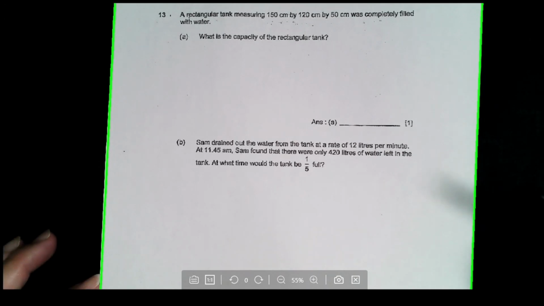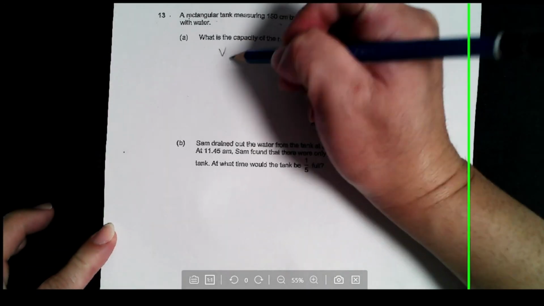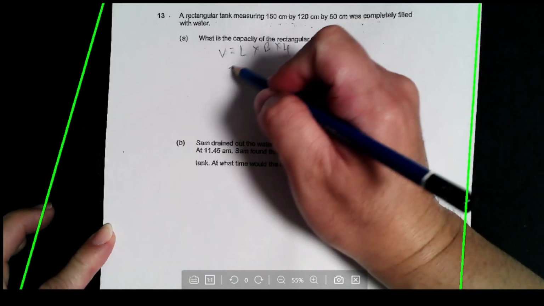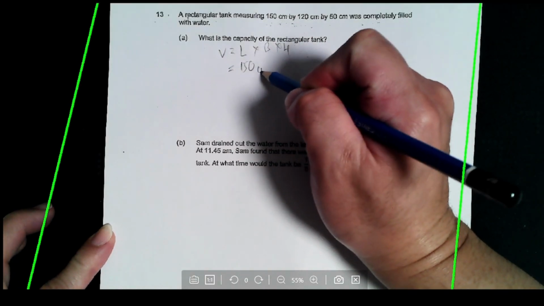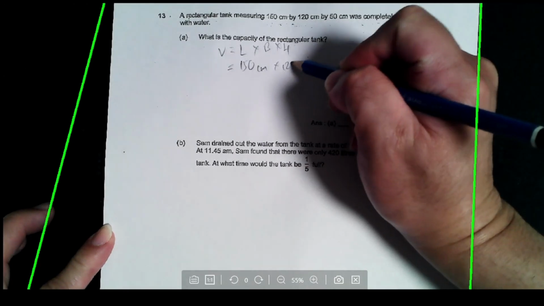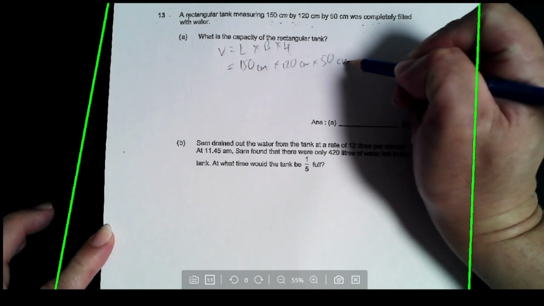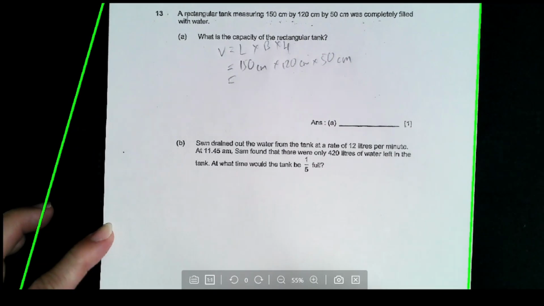What is the capacity? Okay, volume is length times breadth times height. In this case, 150 cm times 120 cm times 50 cm. This is paper 2. You can use your calculator. It's a very straightforward question. That's why it's only 1 mark. So if you press your calculator, what do you get?